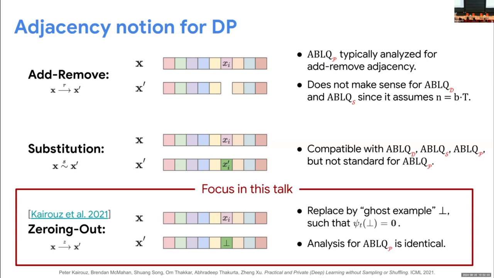So here, I'll be focusing on this zeroing out adjacency. This is introduced by Kairos et al., where they say that two data sets are adjacent if you replace a real example with a ghost example, and the ghost example always has zero query values or zero gradients. The advantage of this adjacency is that the analysis for Poisson subsampling is identical, and now it also makes sense for substitution, shuffle, and deterministic. And of course, you can use group privacy to try to get bounds for substitution, but I won't talk about that. Okay, so let's get to what our results are.